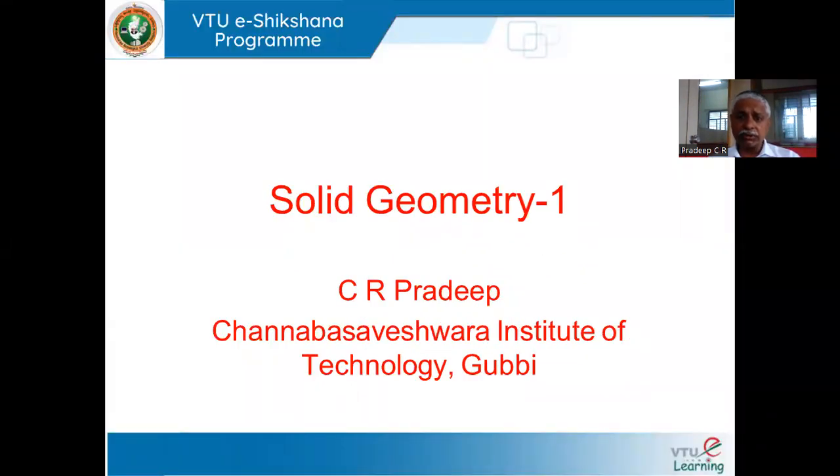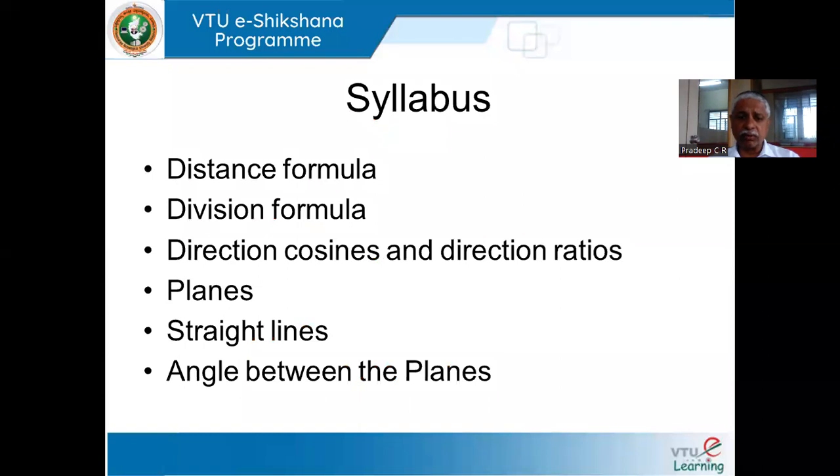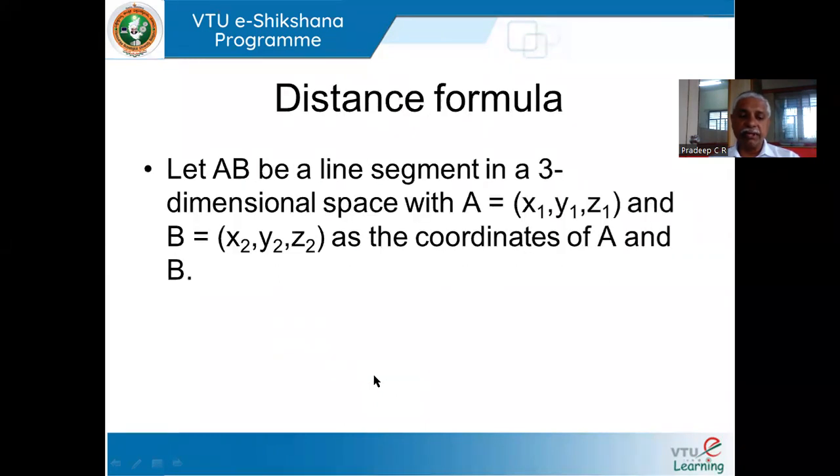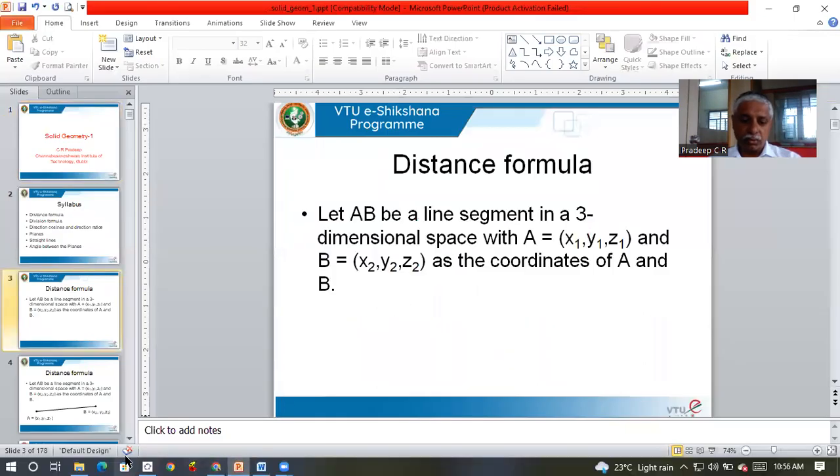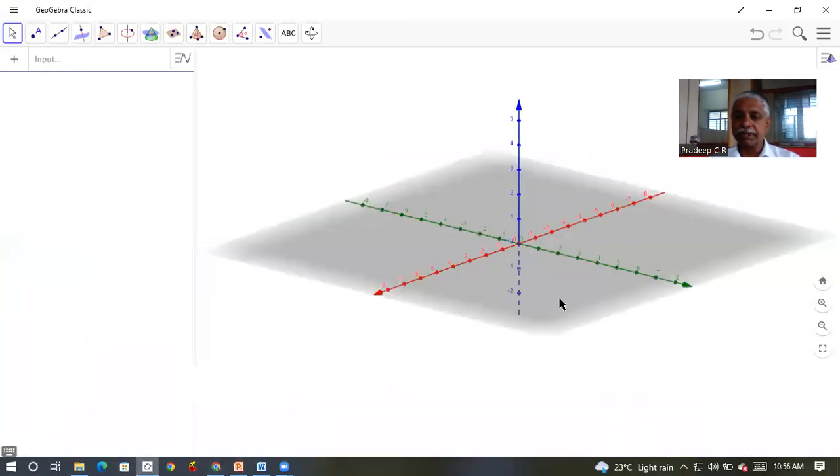So the solid geometry, what is the syllabus? As I've already told you, there will be 2 questions based on these. You'll have to attempt 2 questions based on these. One is distance formula, division formula, direction cosines and direction ratios, planes, straight lines, angle between the planes. So what do we learn here? For that, let me go to GeoGebra. So here it is.